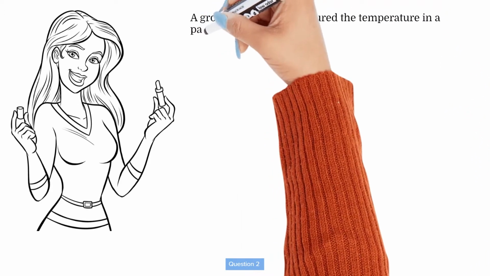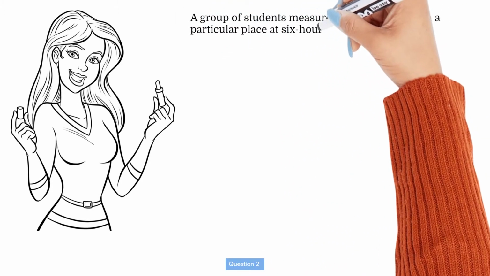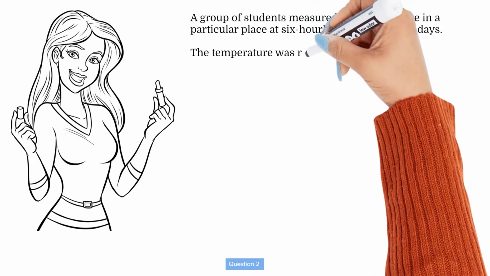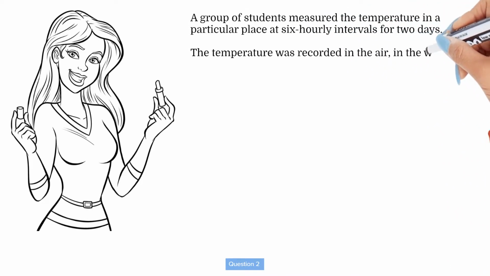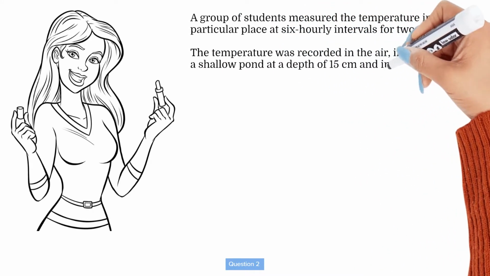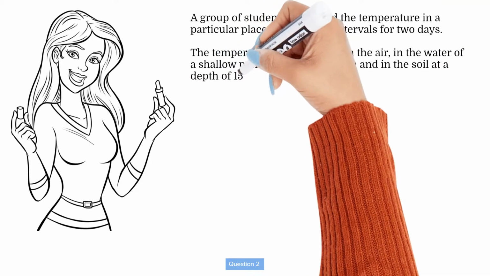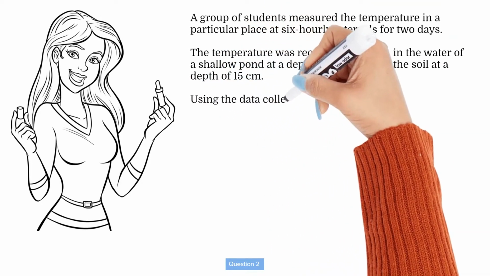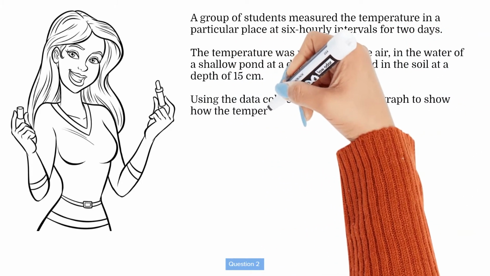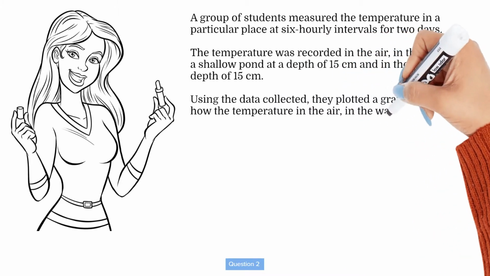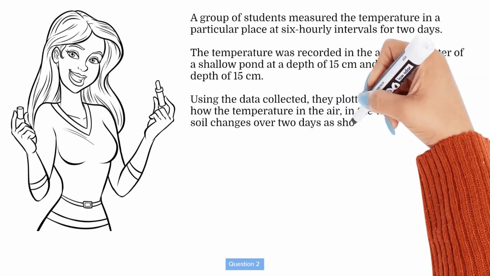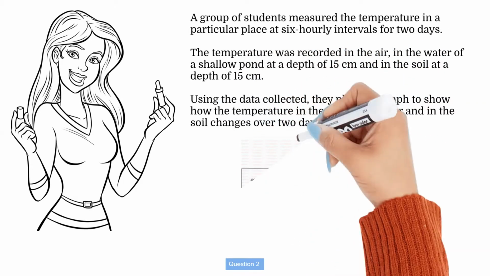A group of students measured the temperature in a particular place at 6 hourly intervals for 2 days. The temperature was recorded in the air, in the water of a shallow pond at a depth of 15 centimeter and in the soil at a depth of 15 centimeter. Using the data collected, they plotted a graph to show how the temperature in the air, in the water, and in the soil changed over 2 days as shown below.